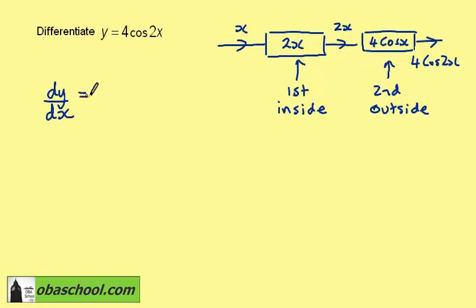If we differentiate the outside function, the cosine, 4 cos x would differentiate to minus 4 sin x. So here we treat the inside function, the 2x, as if it's just x. So we get minus 4 sin 2x. We then have to multiply by the differential of the inside function, and if we differentiate 2x, we get 2. Tidying, this gives us minus 8 sin 2x.